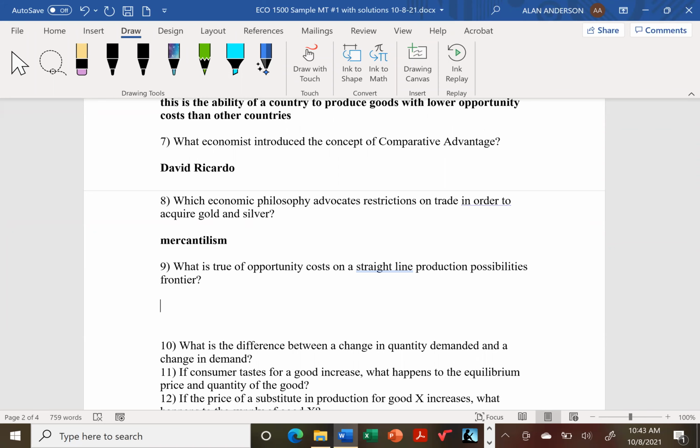So opportunity costs on a straight line are constant, right? They don't change because it's a straight line. The slope never changes. Therefore, opportunity costs don't change.